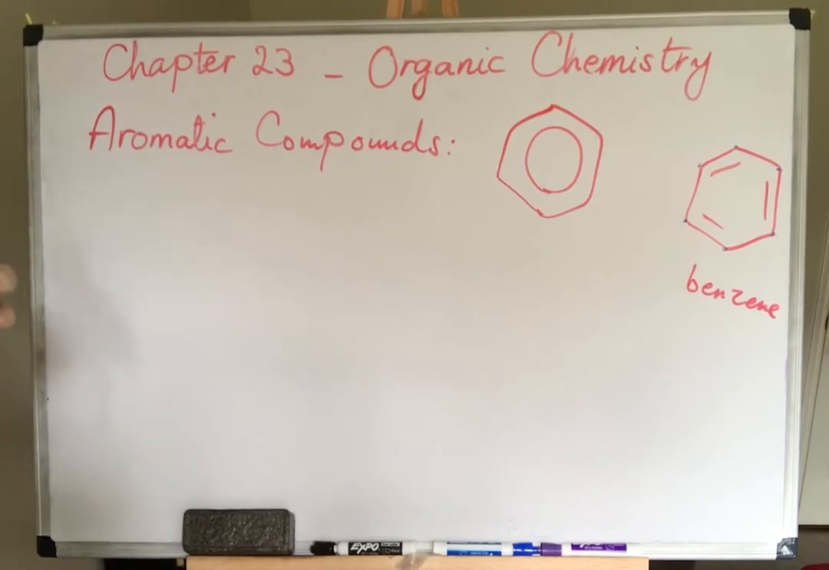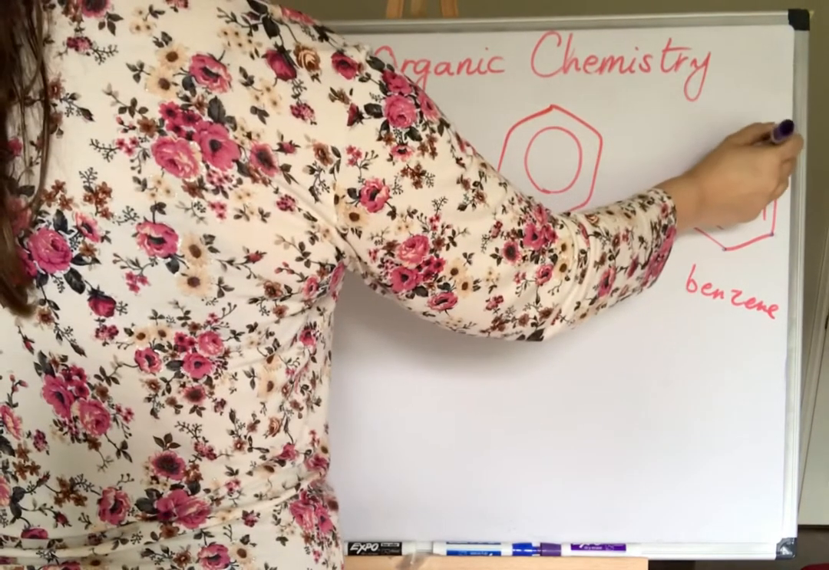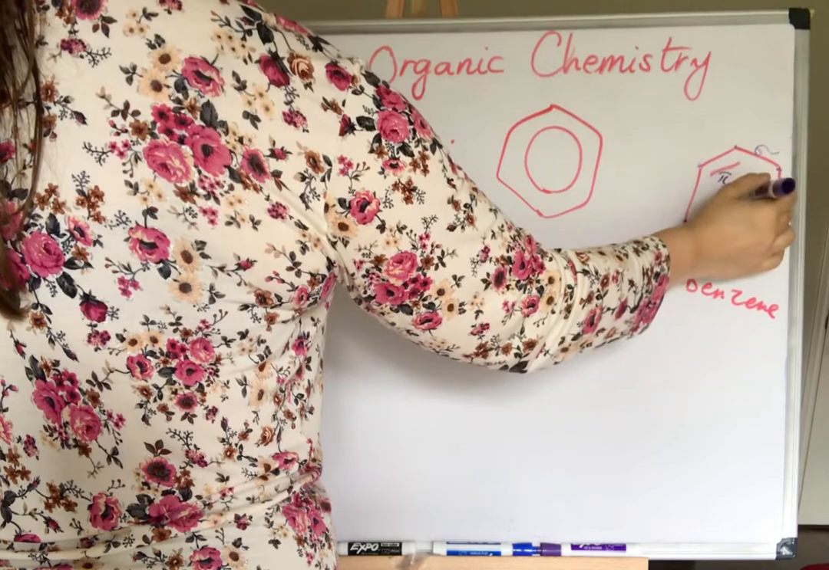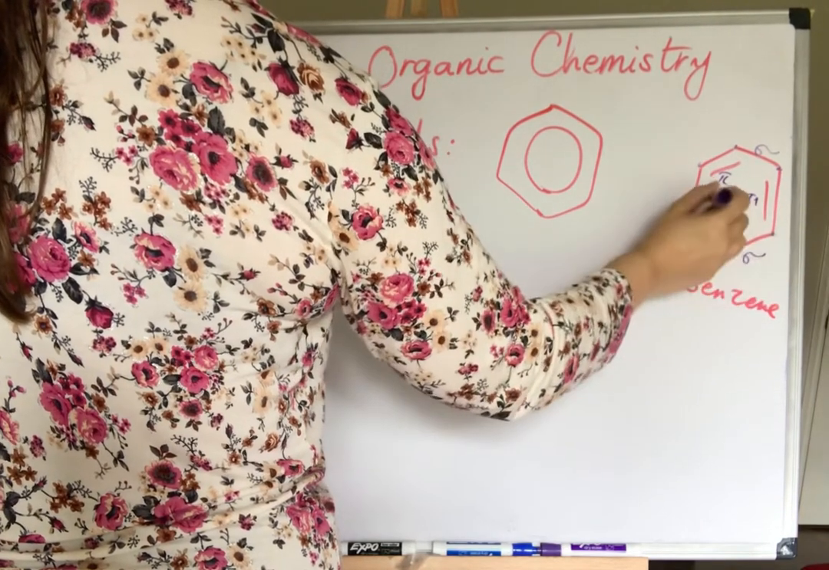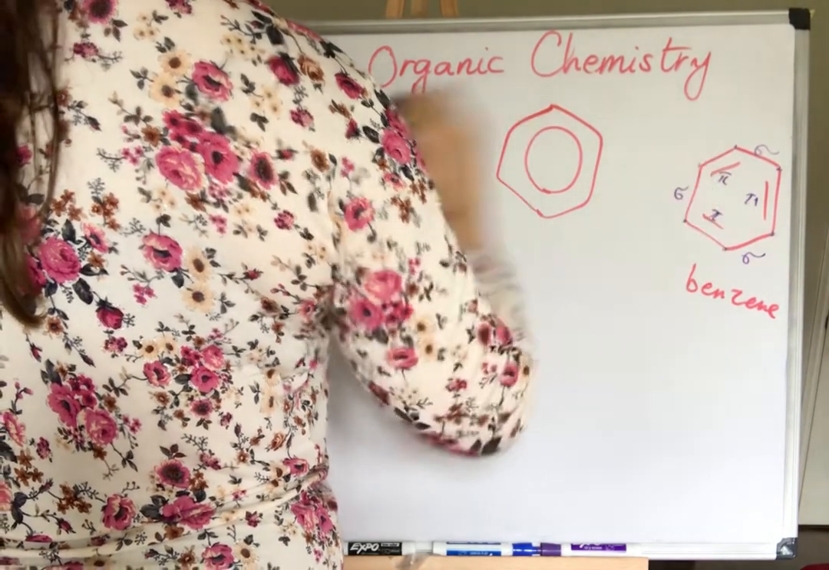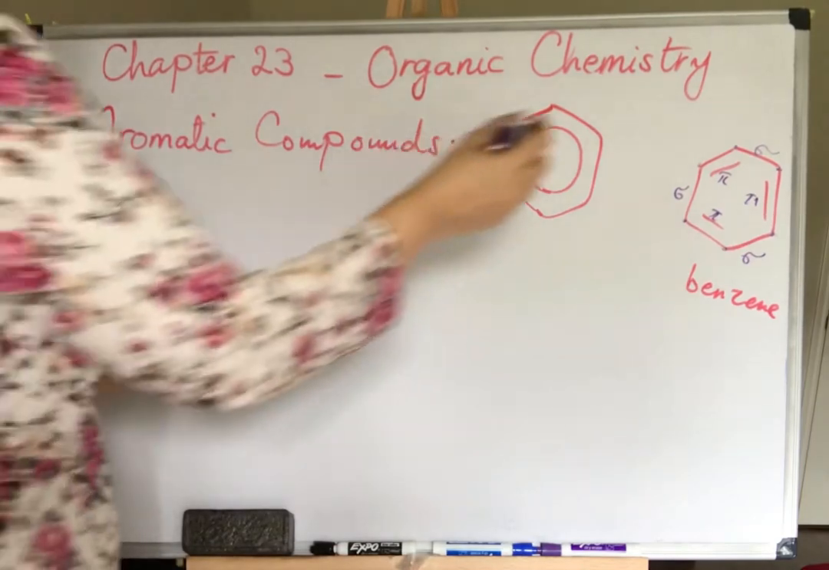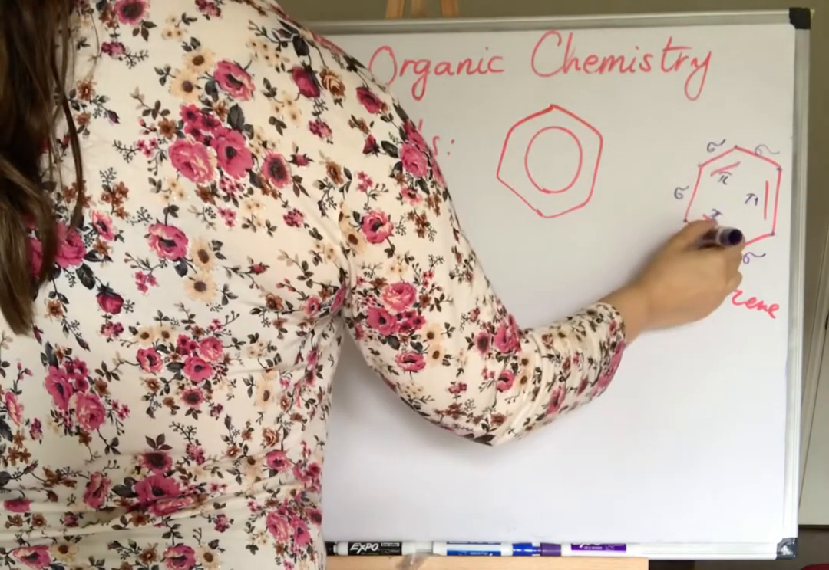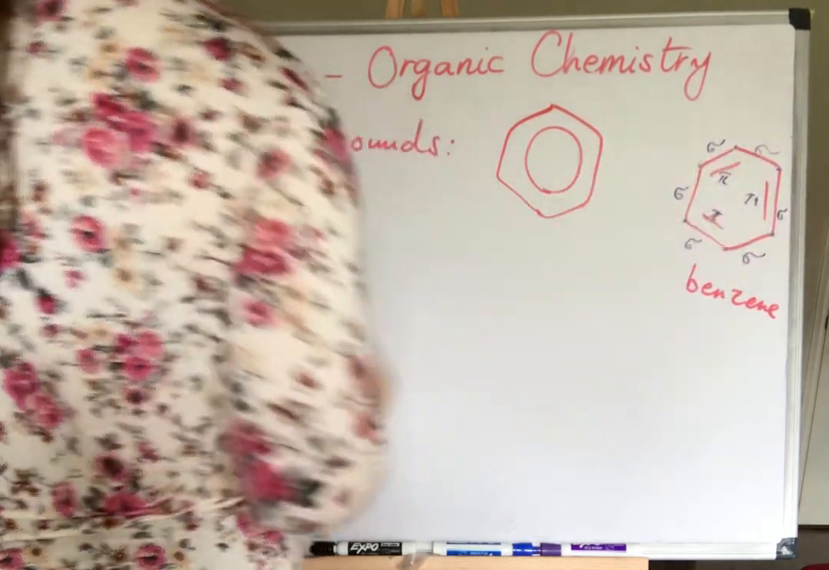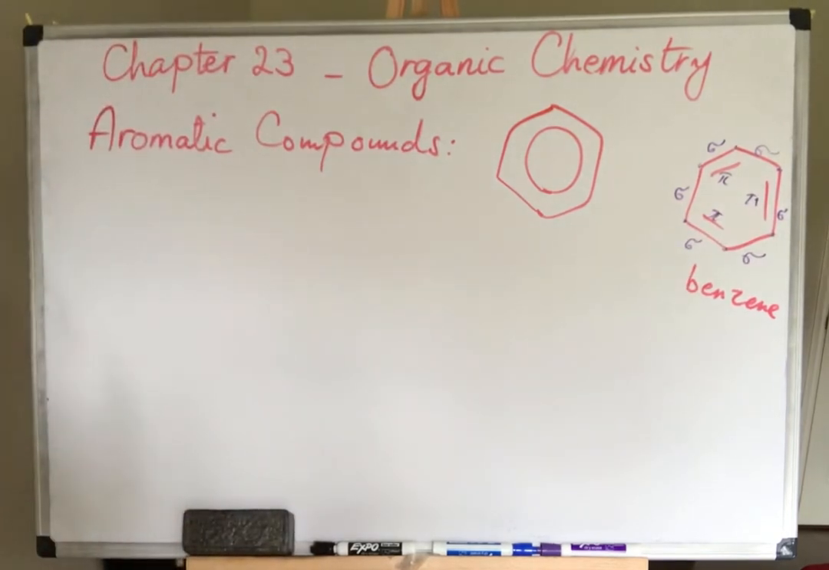So we have a combination of sigma and pi bonds. So you see, for a double bond, we also said we have a sigma. So that's the structure. We're not worried about the structure.